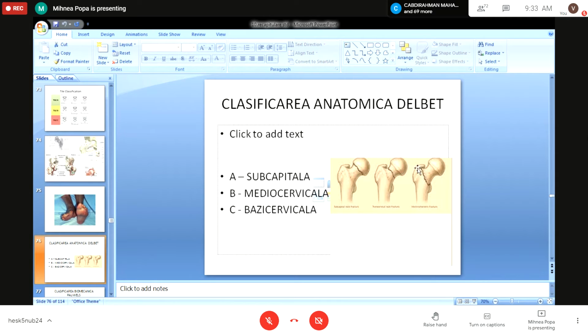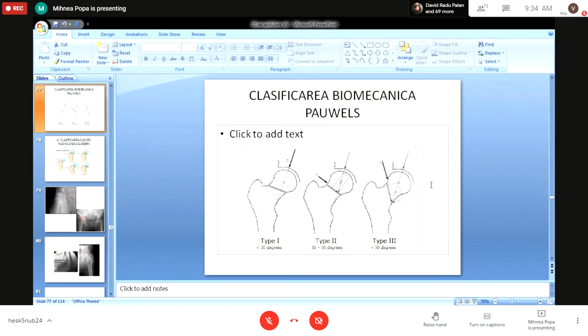When we speak about the basicervical fracture, it is a fracture of the neck, of course, but it is extra-articular, so the risk of avascular necrosis is much lower than in the other two types. So in this type, it's much easier to try an osteosynthesis.